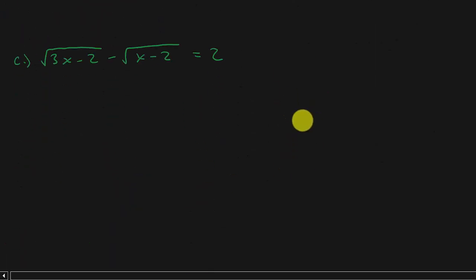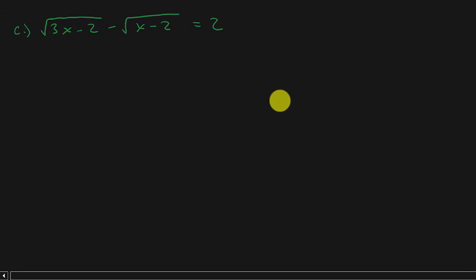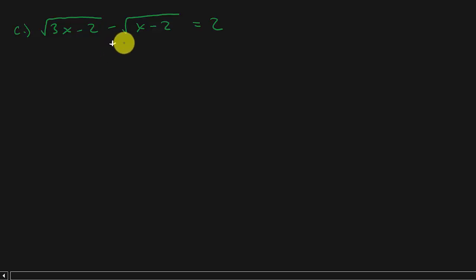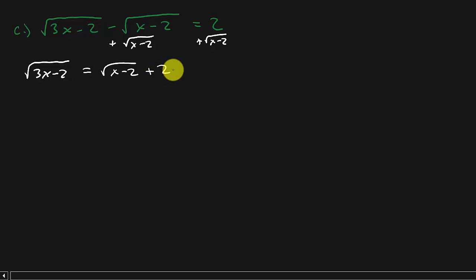All right, so here's another one. Let's look at this. And if you want to, pause the video and see if you can work this one on your own. This is similar to the one we just worked. So let's isolate the radical. I'm going to add the square root of x minus 2 to both sides. And so that's going to give me the square root of 3x minus 2 equals the square root of x minus 2 plus 2.